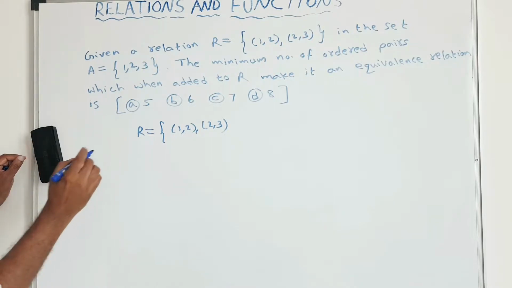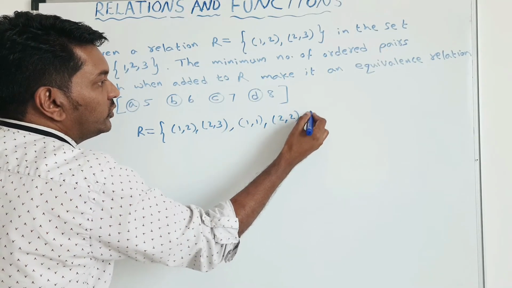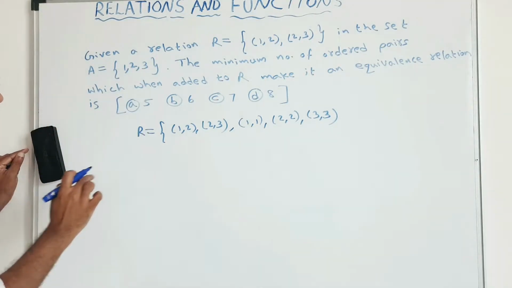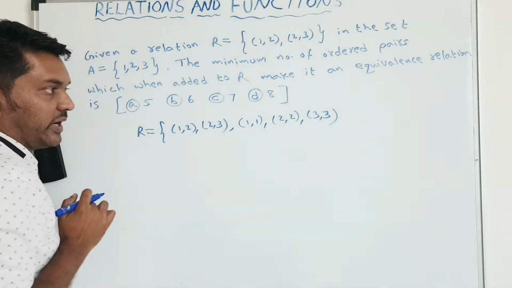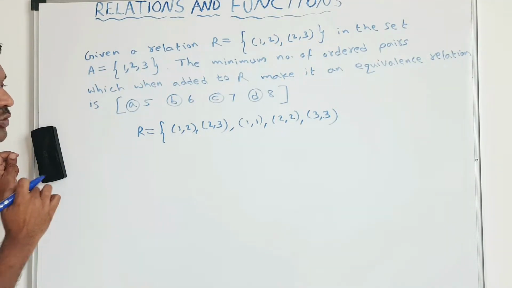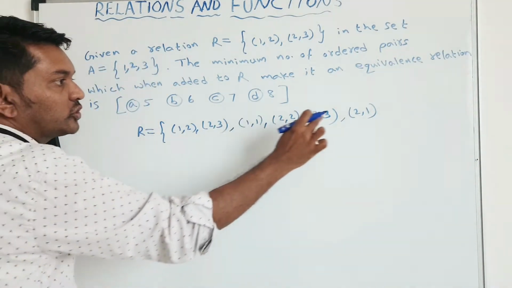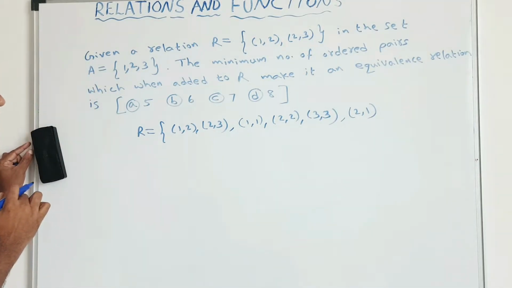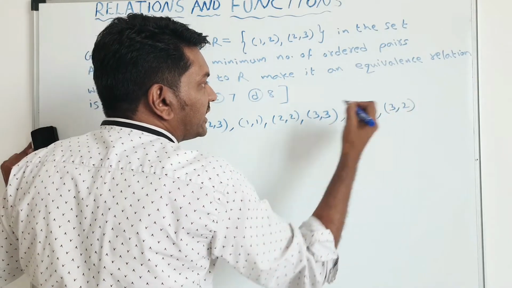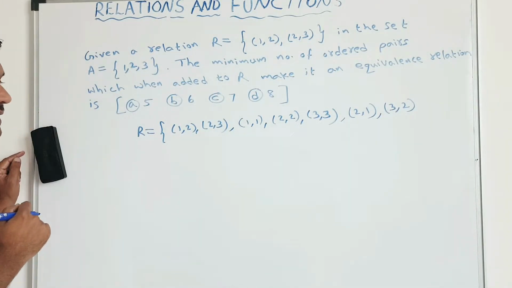To make it reflexive, definitely there should be (1, 1), (2, 2), (3, 3). These three elements should be there in this relation, then only it will be reflexive. Now it is a reflexive relation. Now to check whether it is symmetric, (1, 2) is already there. Then you need to add (2, 1). If (a, b) belongs to R, (b, a) should also belong to R to make it symmetric. (2, 3) is already there. I need to add (3, 2) to make it symmetric. Now this relation is reflexive and symmetric.